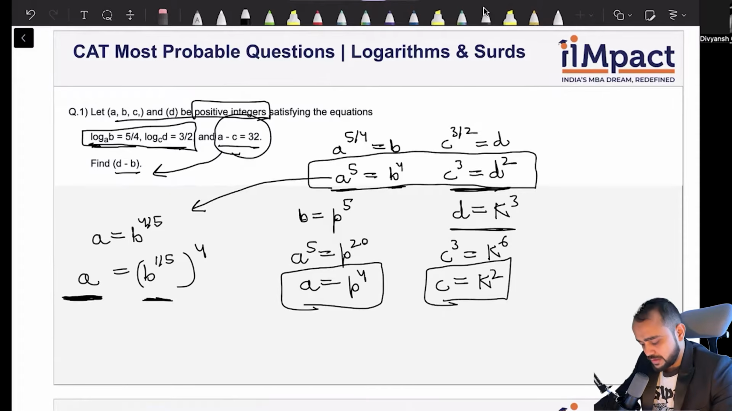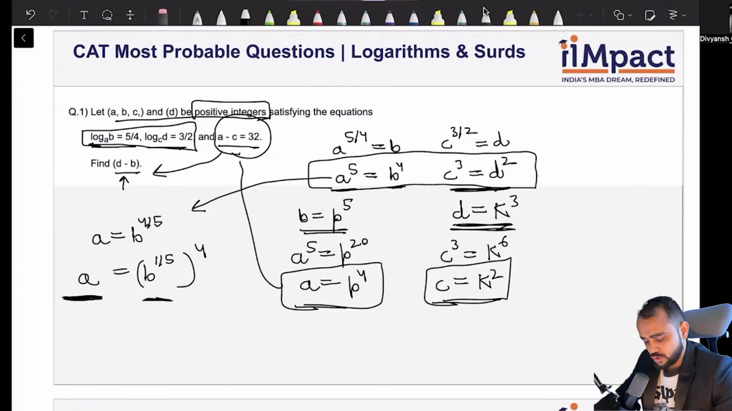The only reason I have first written B and D and then converted it into A and C is because we are being asked D minus B. So I don't want to have that sort of error that I calculate A and C and then just compute A minus C. Right. Okay. So A is equal to P to the power 4, C is equal to K square. Both P and K have to be positive integers.